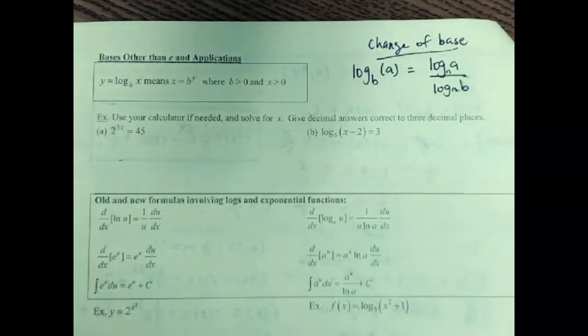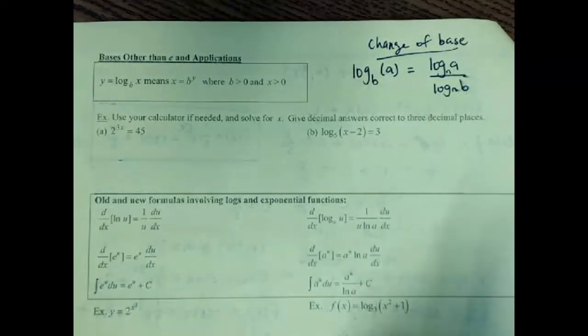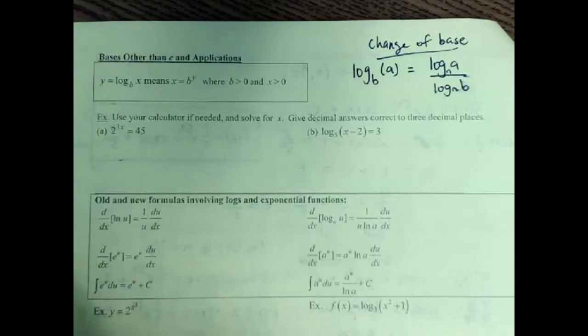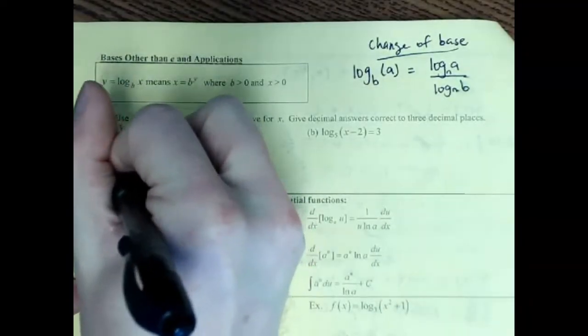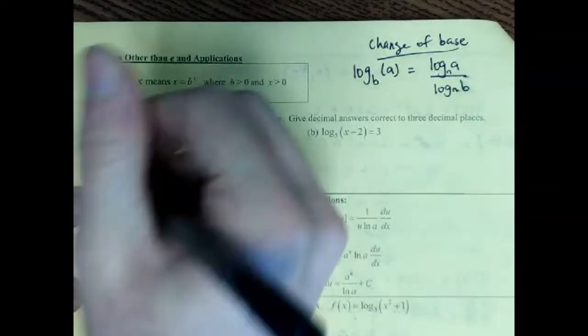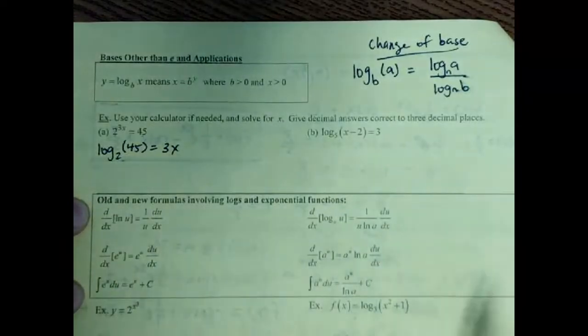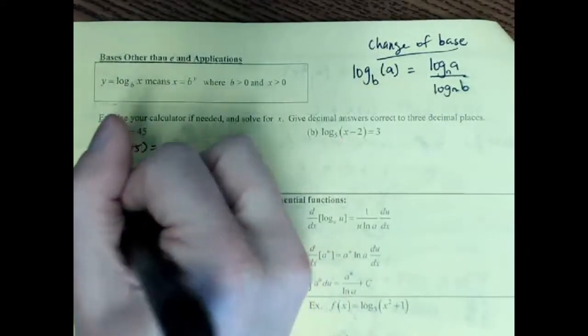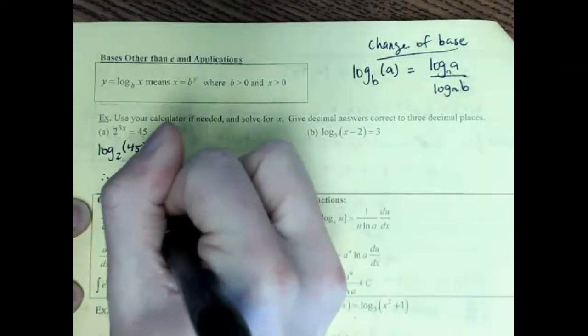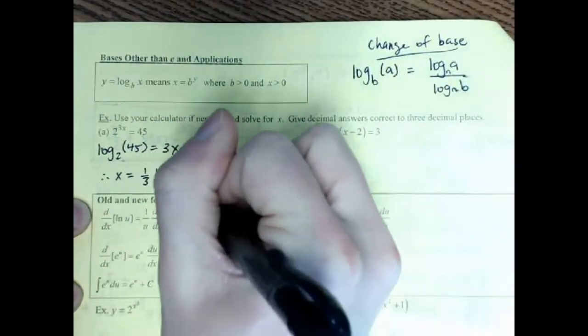Okay, so here we go. Let's do this first example. It says use your calculator if needed, and then give your answer correct to 3 decimals. We're going to do the exact solution, and then I'll show you the calculator. Okay, so if we have an exponential, what we want to do is rewrite it as a log. You could think about it as taking a log base 2 on both sides, or just rewrite it as a log. A log base 2 of 45 is going to be equal to 3x. You're just rewriting it from the exponential to the log, and then you just have to divide by 3. So I know that x is going to be 1/3 log base 2 of 45.